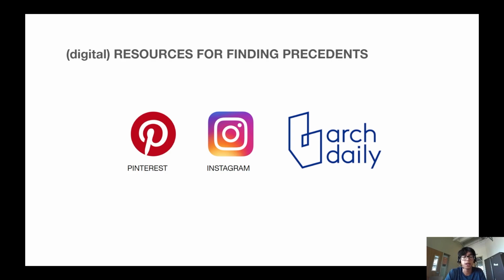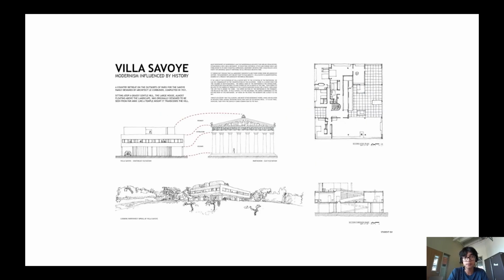So if you're like me and you scroll through your phone a lot or just on the internet, some digital resources that I use to find precedents, like projects, graphics, etc., would be Pinterest, Instagram, and ArchDaily. I particularly like ArchDaily because a lot of the times they include the drawings from the architect. So like the sections, elevations, floor plans, and that gives you a more holistic view of what you're seeing.